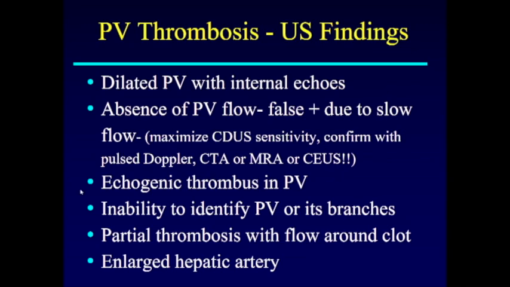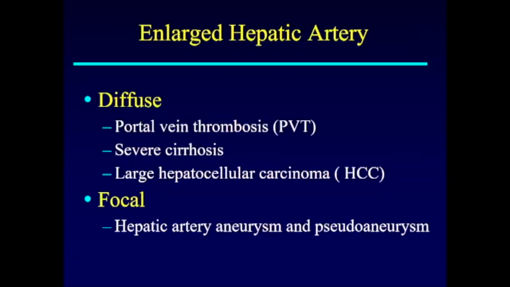The thrombus in the portal vein can also be echogenic as it ages. And sometimes you just can't really see the thrombus. You just don't see the portal vein or its branches, so you assume it's thrombosed. If there's partial thrombosis, you will see a little bit of flow around the clot. And a secondary sign of portal vein thrombosis is enlargement of the hepatic artery, because the hepatic artery now has to supply more blood to the liver to compensate for the missing 75% that the portal vein used to supply.